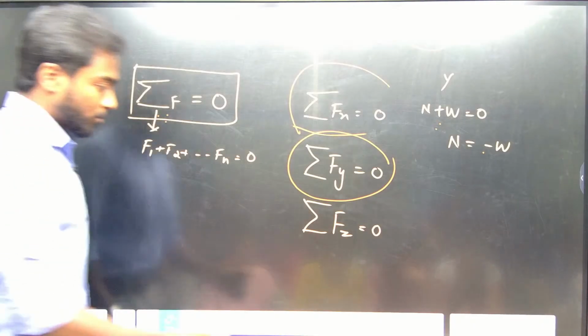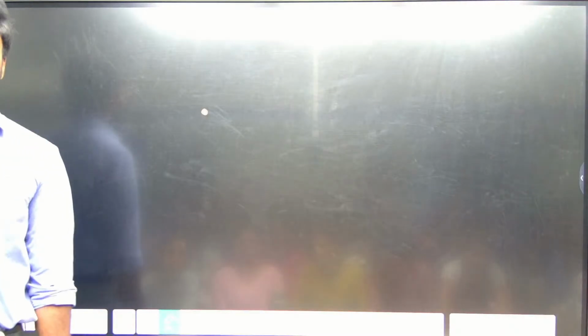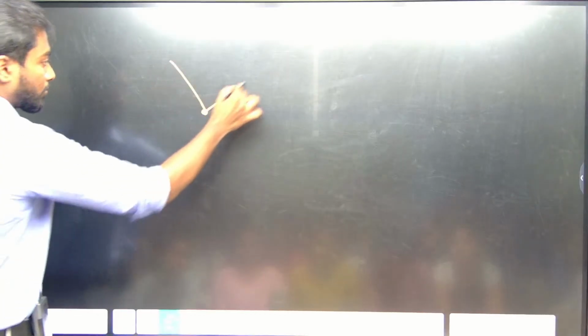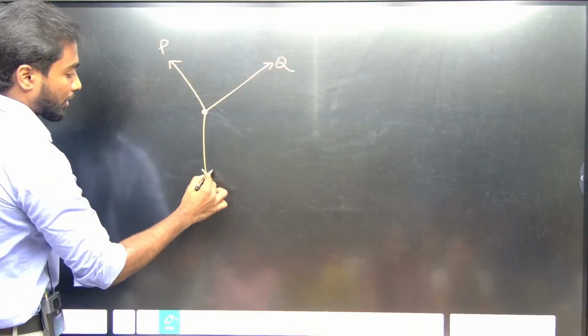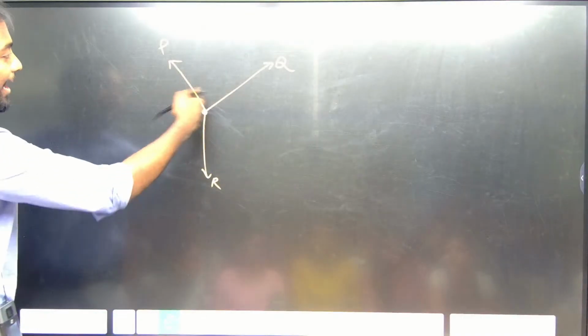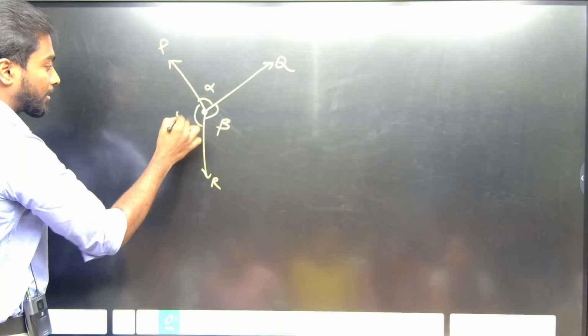Suppose we are talking about equilibrium, that is concurrent forces. Suppose there is an object with three forces acting, or more than three also, but I will talk about three forces, P, Q, R. Some angle has been made between them. Let me take these as alpha, beta and gamma.